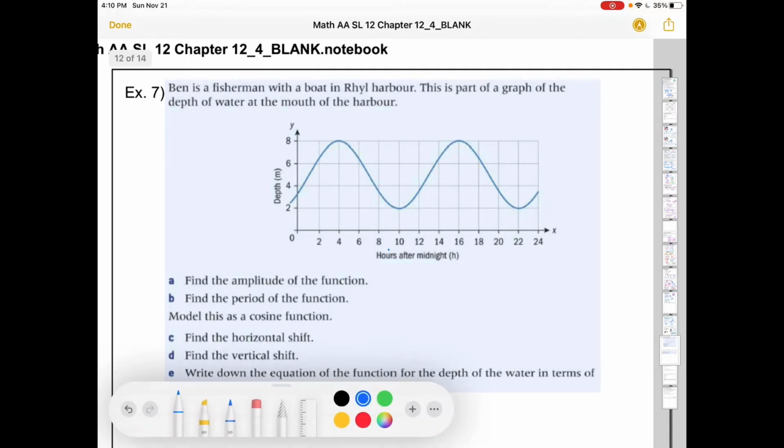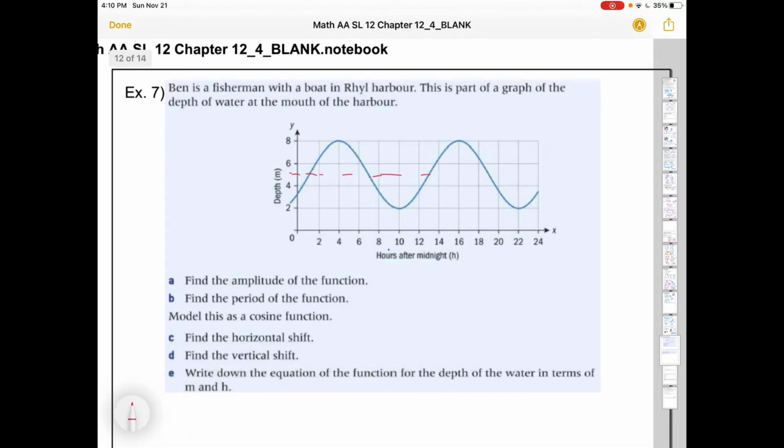So to find the amplitude of the function, what I like to do is first find the midline. You don't have to do it this way, but that looks roughly like the midline. And we know some important points here. Here's the point (4, 8), here's the point (10, 2). And the midline, which is not what they're asking for, is always just max plus min over 2.